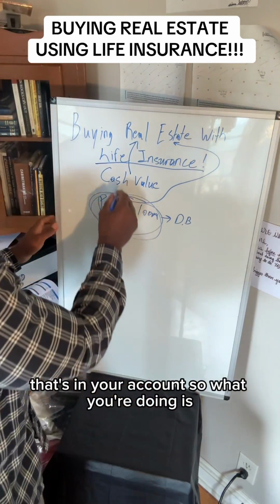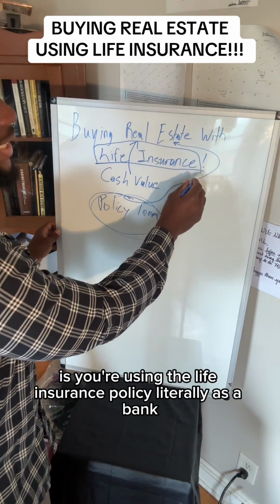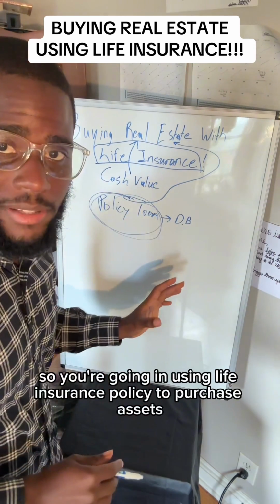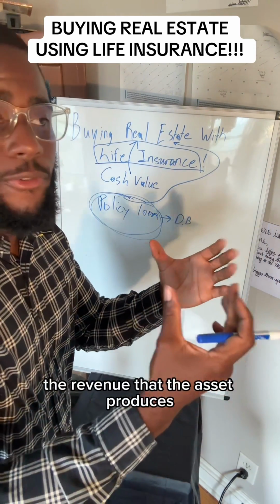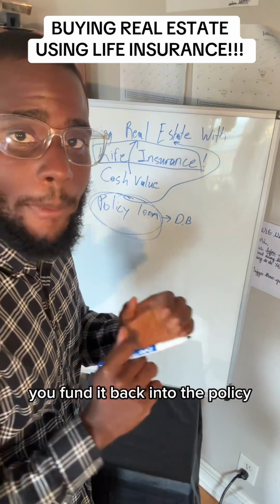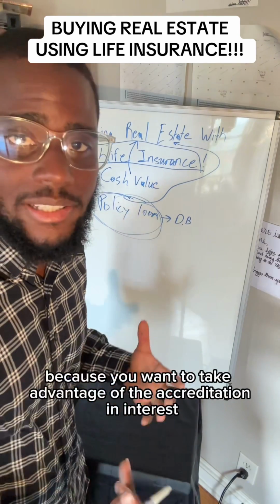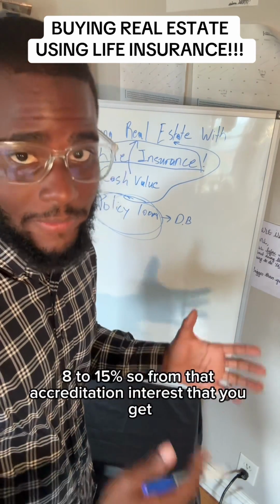So you're using the life insurance policy literally as a bank. You use the policy to purchase assets, and the revenue the asset produces, you fund back into the policy. The reason you fund it back in is because you want to take advantage of the credited interest, 8 to 15%.